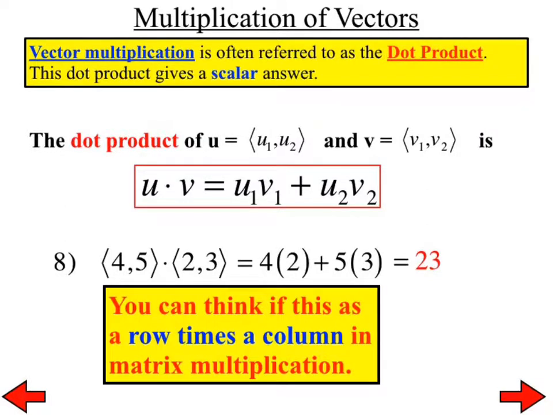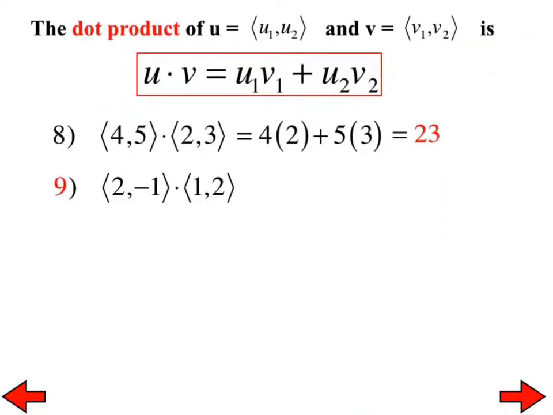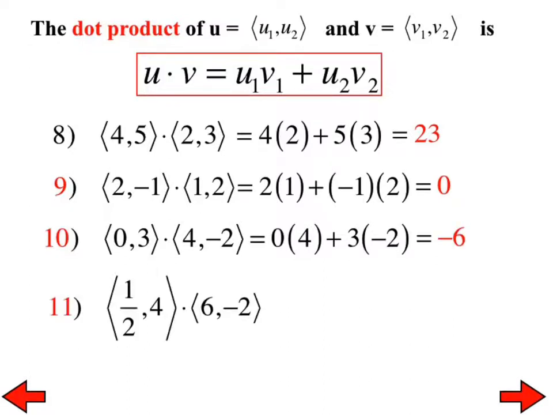Do the same for all three of these. And one way to think about this is in terms of a row times a column, like in matrix multiplication. But anyways, number 9, we're going to have 2 plus negative 2, which is 0. Number 10 will be 0 plus negative 6, which is negative 6. And number 11 will be 3 plus negative 8, which is negative 5. Now, I purposely made one of these answers positive, one of them 0, and at least one of them negative.